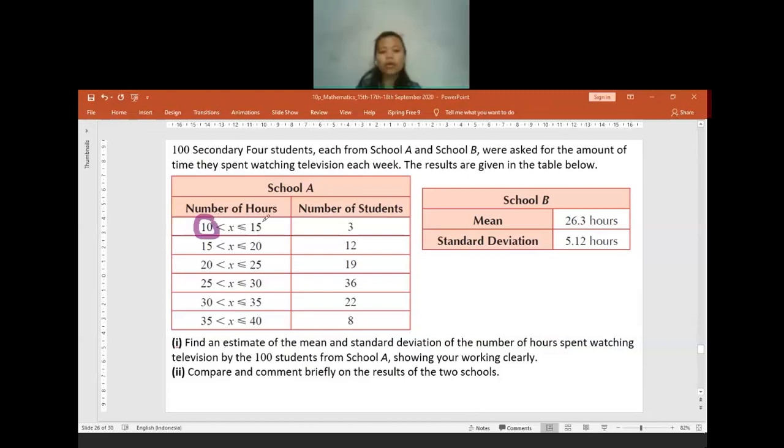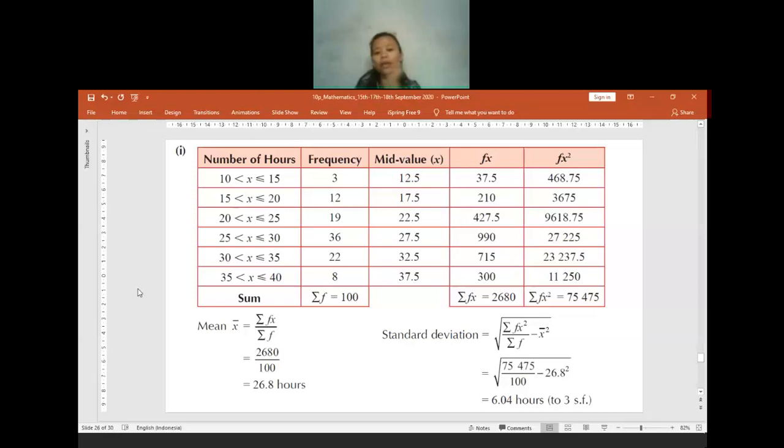For finding the midpoint, you need to add these two values. After you add them, you divide the result by 2. So you do 10 plus 15 divided by 2, and the answer will be 12.5. For the next column, you do the same thing: 15 plus 20, and you divide the result by 2. So here is the table. I already found the midpoint, or the mid value.